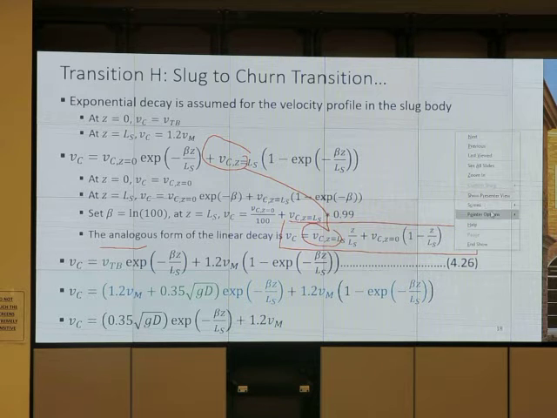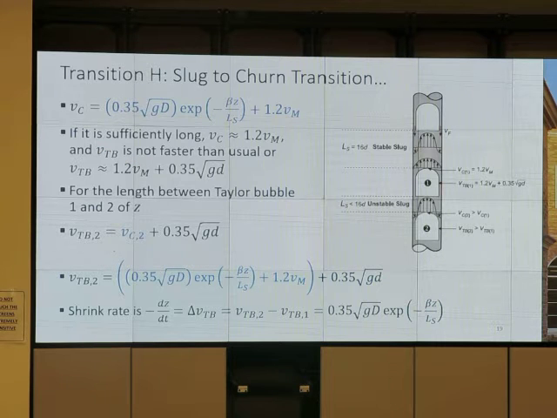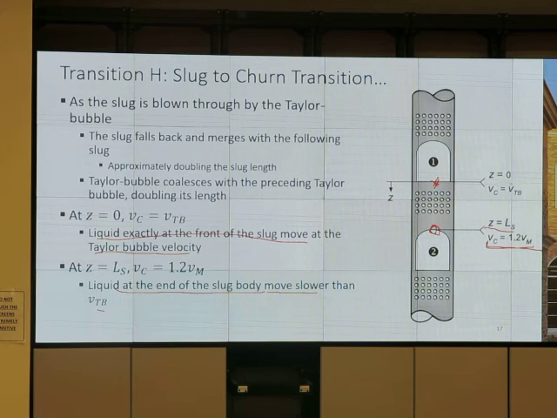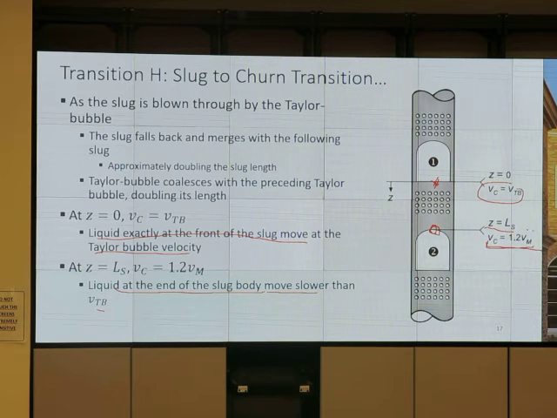All right. With this equation for velocity, we substitute the values. Vc at z equal to 0, I put that, which is from the previous slide. Vz at z equal to Ls, I put that 1.2 Vm. Where does it come from? Previous slide. 1.2 Vm.